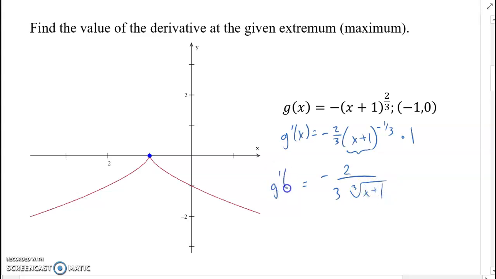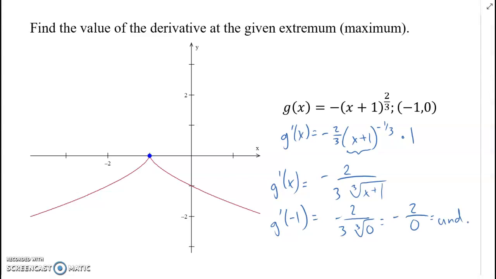That is g prime of x. Now, if we try to evaluate the derivative at this point, when x equals negative 1, we need to evaluate g prime of negative 1. And when we try to do that, we find that we're going to take the cube root of negative 1 plus 1. Negative 1 plus 1 is 0. We can do that, we can get 0, and that's going to give us negative 2 divided by 3 times 0, which is 0. Oh, wait a second, that's undefined. That's exactly what we would expect based on the graph. So there's no surprise there.